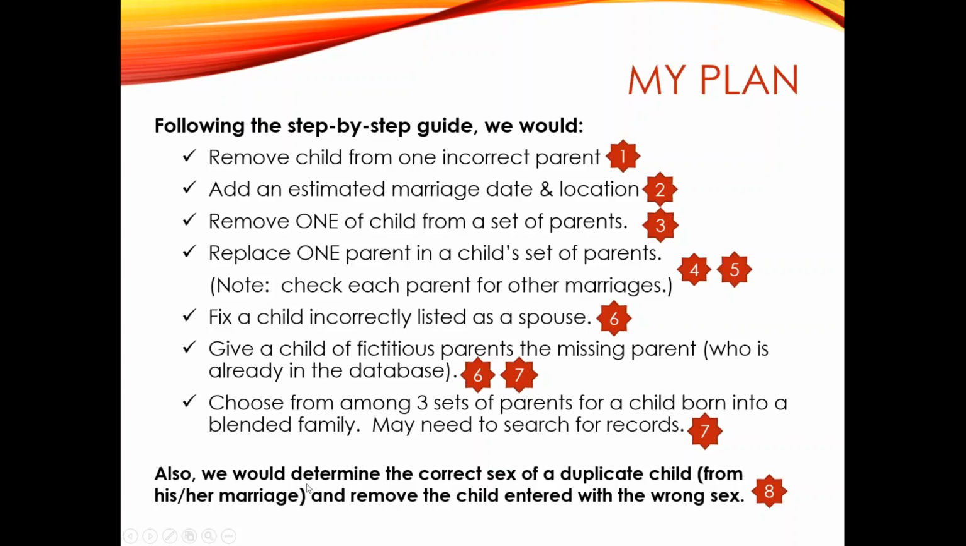But the one I do want to call to your attention that we haven't addressed is, what do you do when a child is listed as a male and then separately as a female? How do you know which one is right? The best strategy I can offer you is to check for marriage records for that child, because if the child was married to a female, he was almost certainly a male, and vice versa.